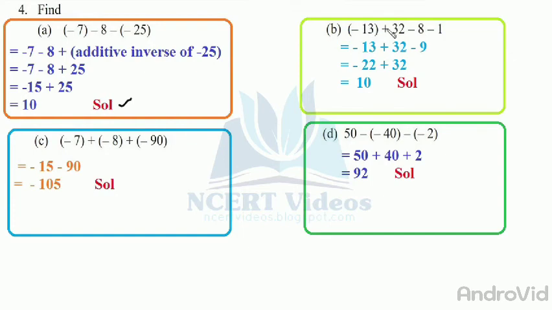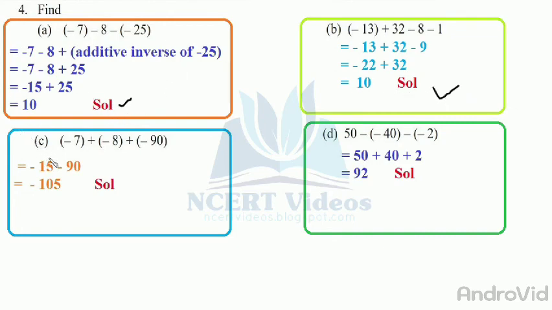Now B part. You can see here, minus 13 can be written as it is, and plus 32 will be written as it is. Now 8 and 1 can be added to give you 9. Now here we can add minus minus, that is 13 and 9 gives you 22. So it will give you minus 22 plus 32. Now signs are different, we'll have to subtract, and it is 10. The sign comes of plus because it is greater.